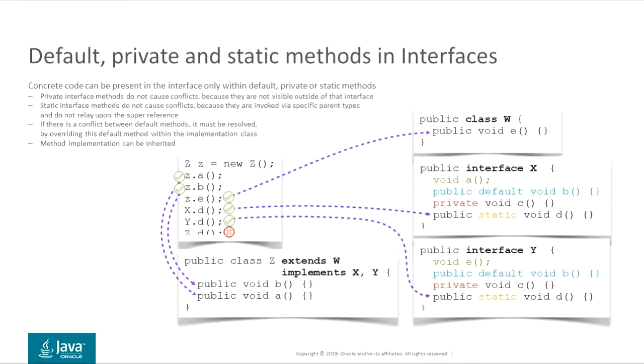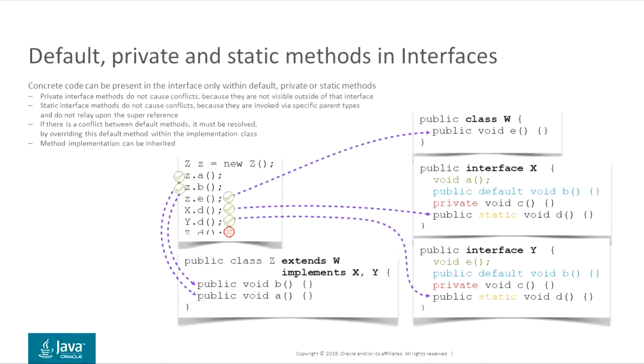Here's an example that illustrates what happens with an interface implementation. Imagine you've got interfaces X and Y. Interface X describes a default method, so does Y, and hey, they actually conflict. Yeah, see, the method B causes the conflict. Methods C and D do not cause conflicts because they could be referred to using specific types or they are not visible outside of a given interface anyway.